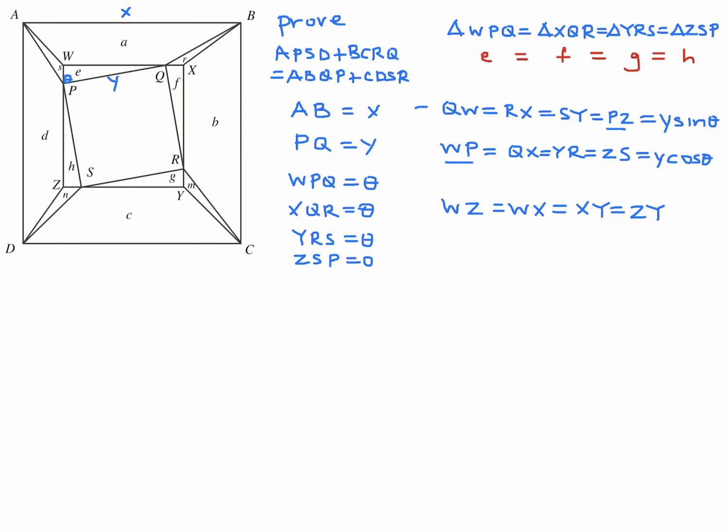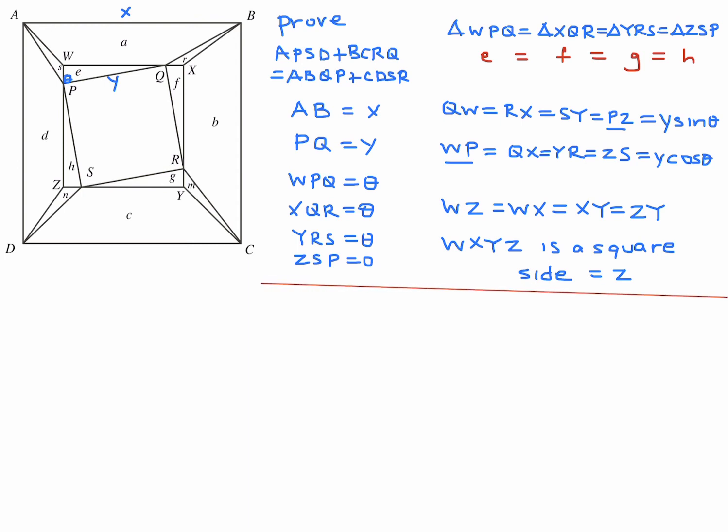So now we got another establishment of equalities, and that basically proves that W, X, Y, Z, that shape, is a square, since all the side lengths are the same. And we'll call the side length equal to z. All right, we'll use that later. So we have established quite a bit here so far, but we still got a little bit more work to do.